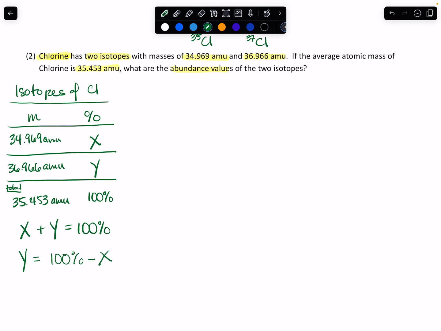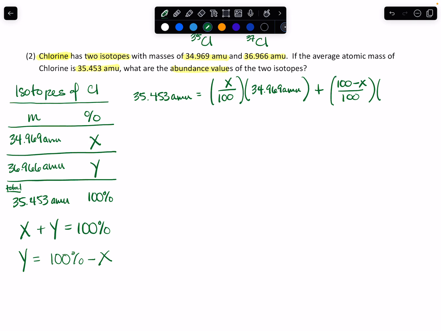So what does that look like? We start with the average atomic mass of chlorine, which is given as 35.453 AMUs. Then we have our unknown abundance X over 100, times the mass of 34.969 AMUs. And then for our other isotope, instead of putting in Y, we're going to put in 100 minus X over 100, and then we'll multiply that by that mass, 36.966 AMUs. So you can see based on my formula, I have one unknown.